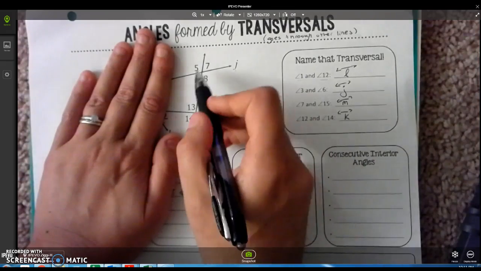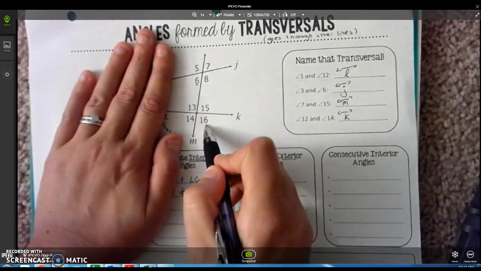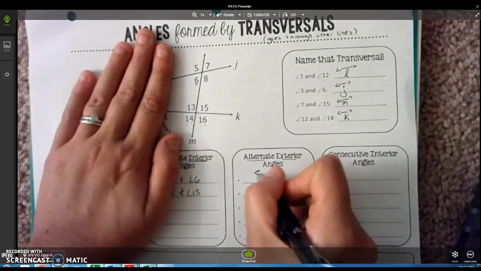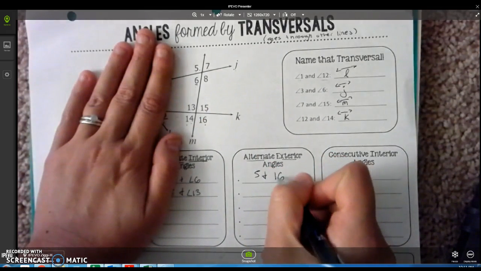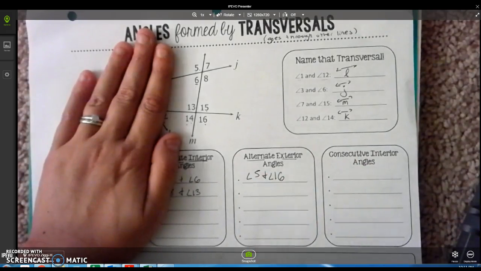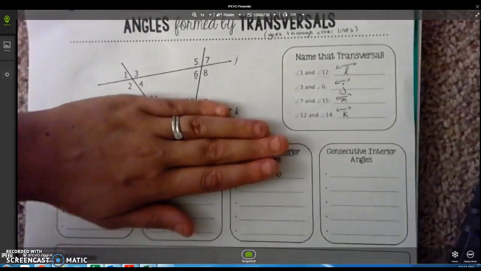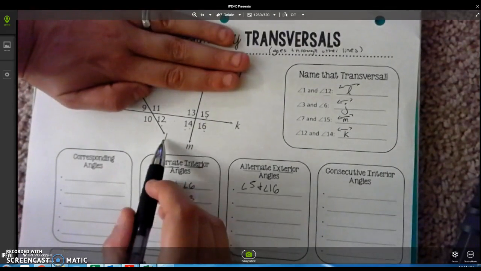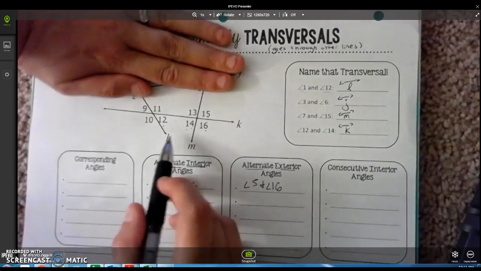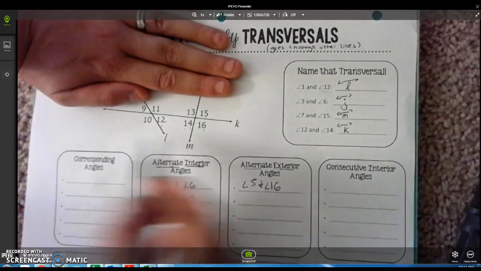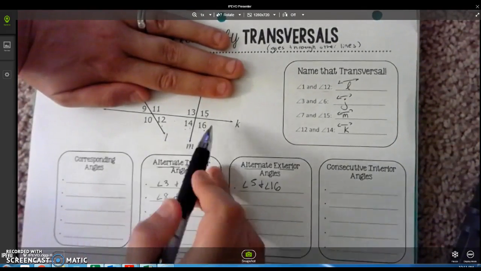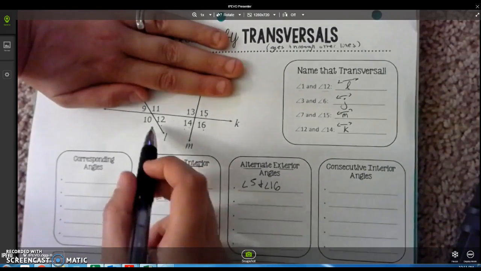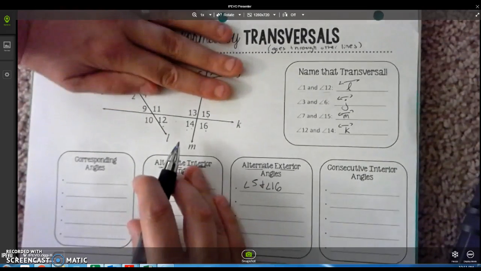And then alternating, so either 5 and 16, or 14 and 7. Let's do 5 and 16. Let's go this way this time. So, these are the lines L and M, right? And let's go through this transversal K. So if I have the transversal K, it goes left and right. And L and M go up and down.